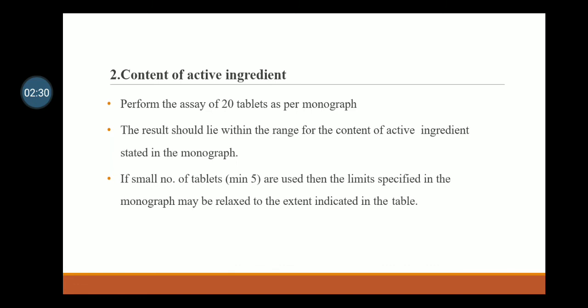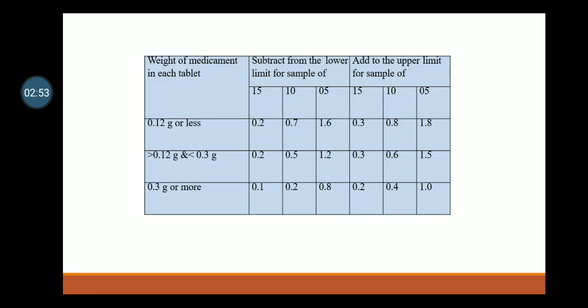Second, content of active ingredient. Perform the assay of 20 tablets as per monograph. The result should lie within the range for the content of active ingredient stated in the monograph. If a small number of tablets, minimum 5, are used, then the limits specified in the monograph may be relaxed to the extent indicated in the table.